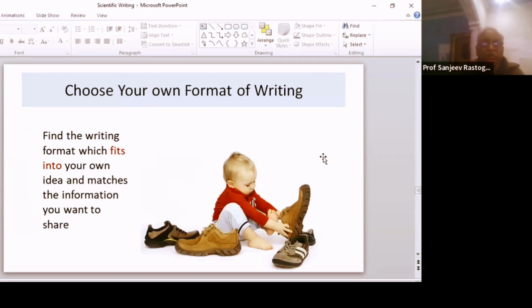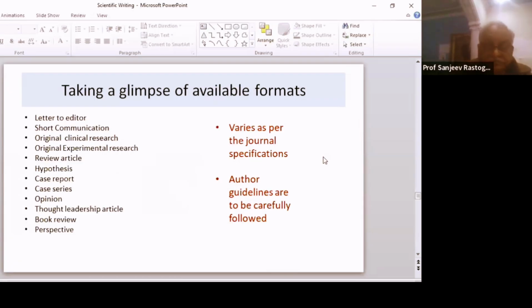Now, after learning all this, we need to choose the format of our writing. Whatever we have in our mind, we need to think about which format it is going to fit. So we need to find the writing format which fits our idea and matches the information we want to share. This is just a glimpse of available formats. In different journals, it may be different. For example, it could be a letter to the editor, short communication, original clinical research, original experimental research, review article, hypothesis, case report, case series, opinion, thought leadership article, book review, perspective, and many other kinds of articles.